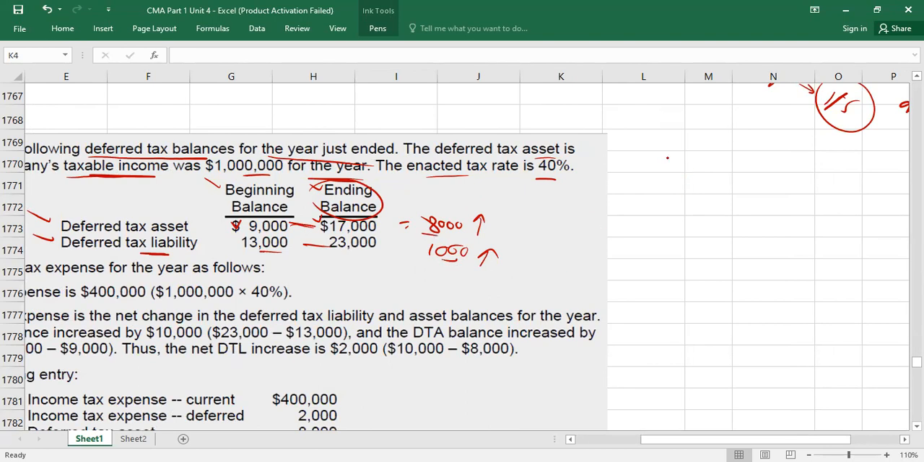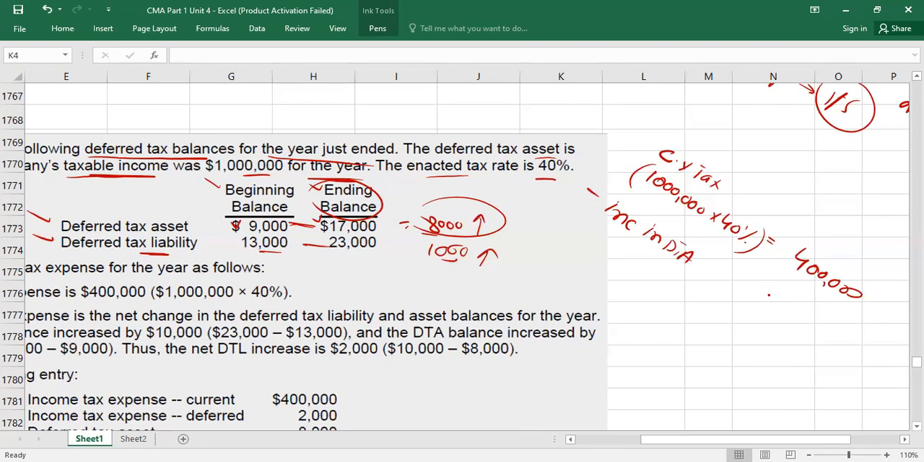Now tell me, what was the format? You will take current year tax. Current year tax, how will you take? You will take taxable income, which is 1 million multiplied by 40%. So this will give you 400,000. Now tell me, deferred tax asset has increased or decreased? Whenever deferred tax asset has increased, you will deduct. Right or wrong? So increase in deferred tax asset by 8,000, you will deduct.